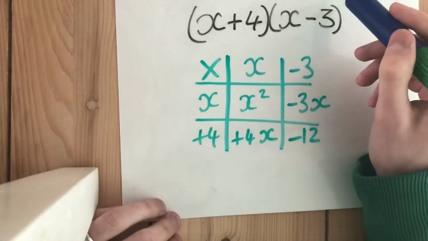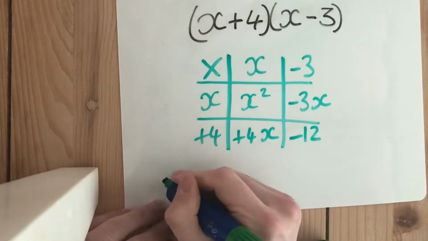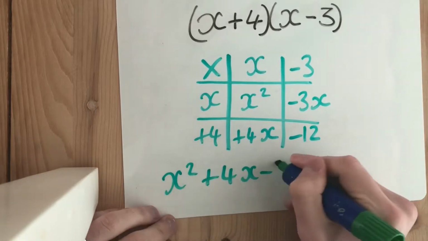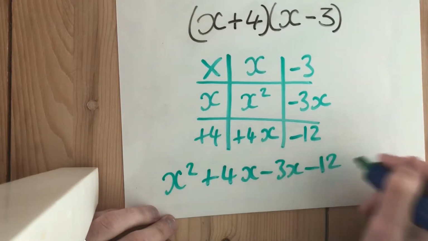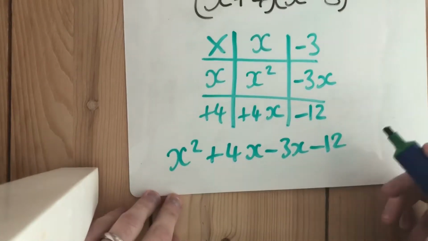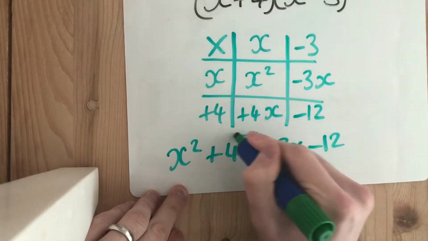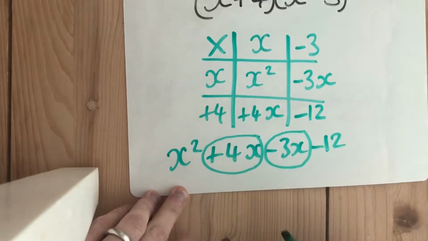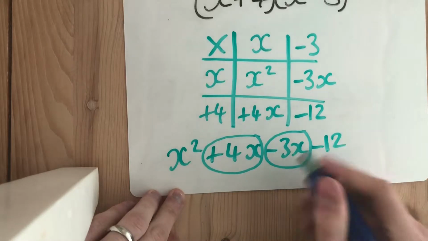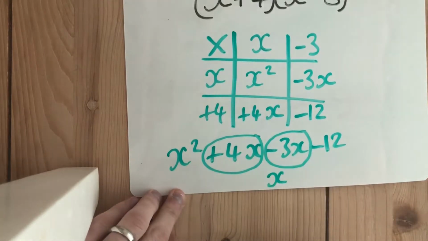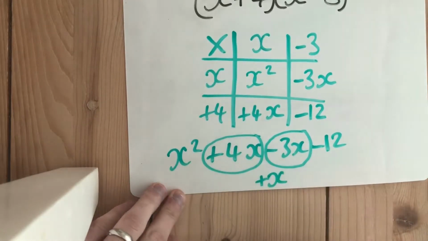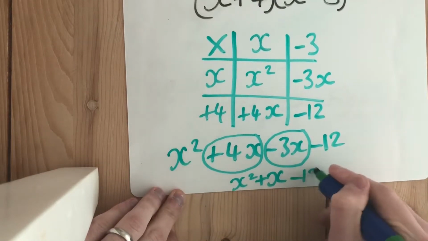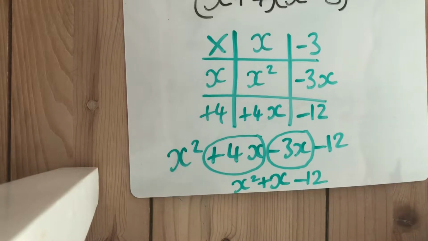The next bit is to simplify. So if I write out my 4 answers, I've got x squared plus 4x minus 3x minus 12. I'm looking for any like terms. Well, I've got a plus 4x and I subtract 3x. If I do 4x take away 3x, that gives me 1x. So I can just write an x. It's a positive. But I've also got my x squared and my negative 12, and that's it done.